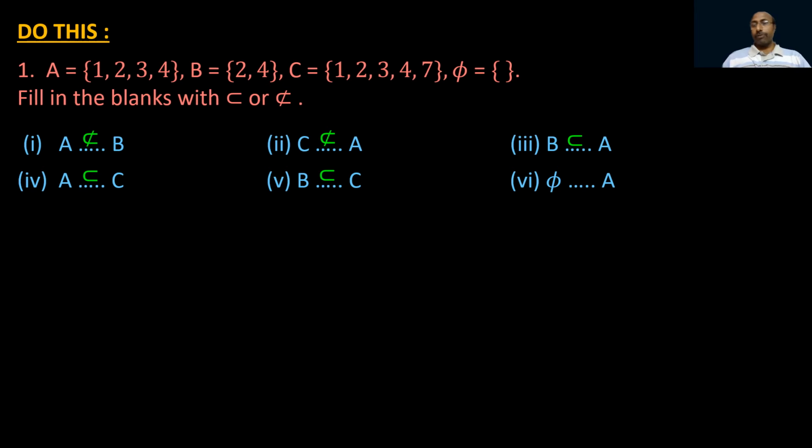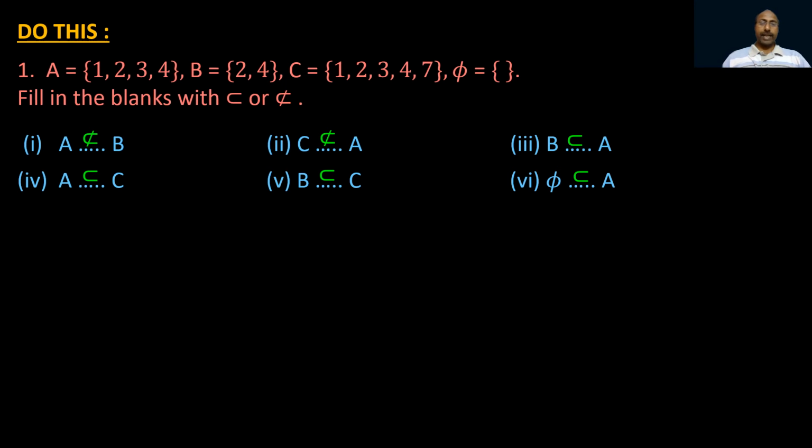And the sixth one we have phi, that is the null set, blank A. And we know that phi is a subset of every non-empty set. Here A is also a non-empty set. Of course phi is a subset of the empty set also, because phi is the empty set itself. So phi is a subset of A also. So we can fill with subset.